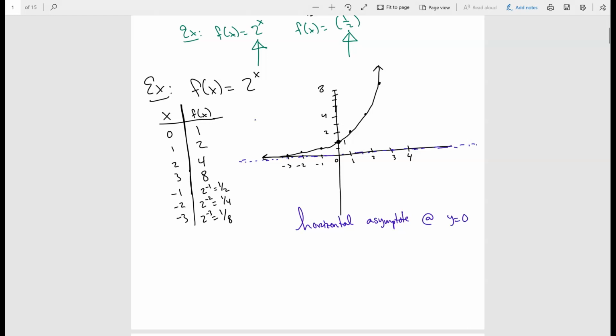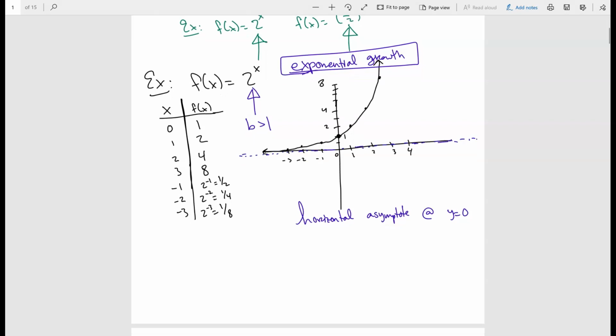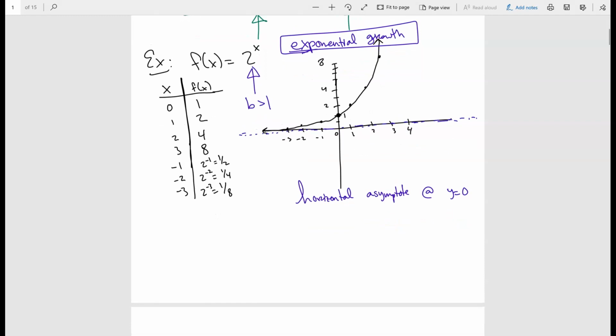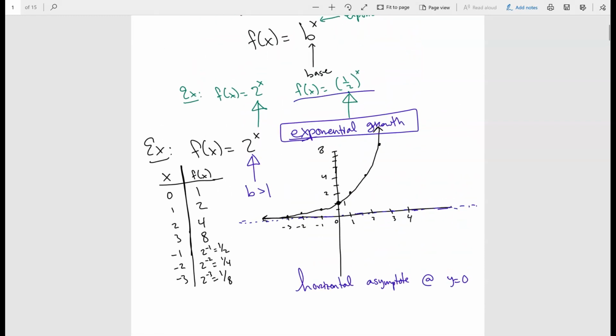And when the base b is greater than 1, what you have is something called exponential growth. This function is just going to keep growing and growing exponentially because you're taking 2 to some sort of power, and it's just getting bigger and bigger. This is what we call exponential growth, which is going to be the opposite of what we get when we look at a function that looks like this.